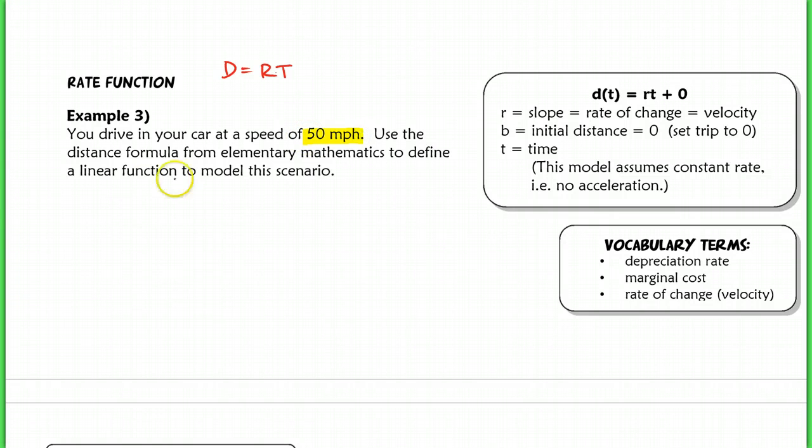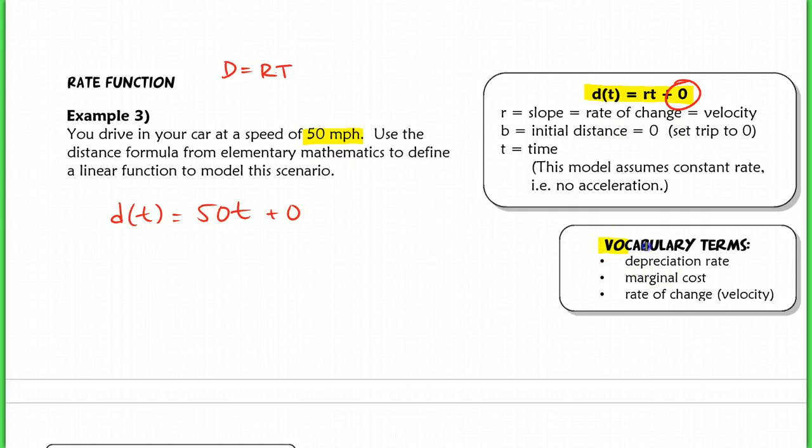So we're going to take that idea of distance equals rate times time and just plug it right into our model here. Notice that 0 is our initial value, and the reason why it's 0 is because when you're starting your trip, you haven't moved anywhere, so your initial distance is 0. So we just have the distance in terms of time is equal to 50t, and then plus 0. Obviously we can leave that off, but this would be the model that would define this function here.